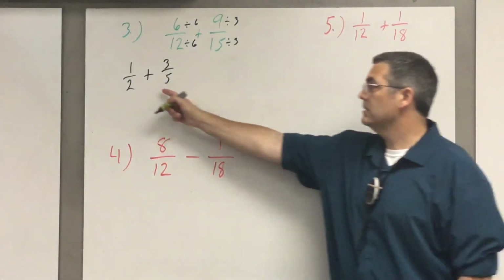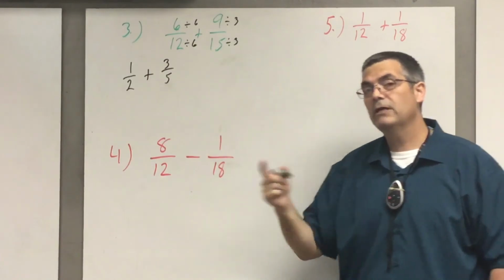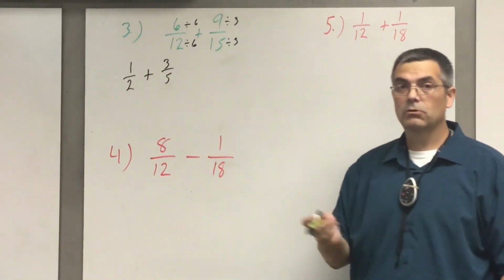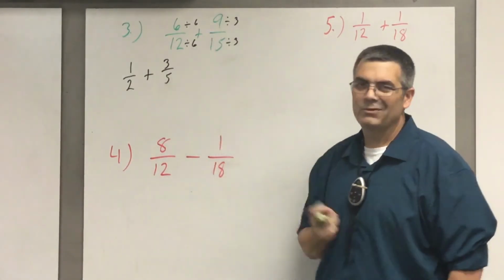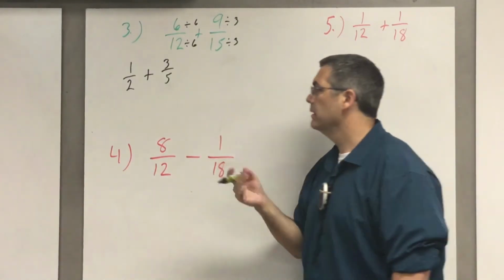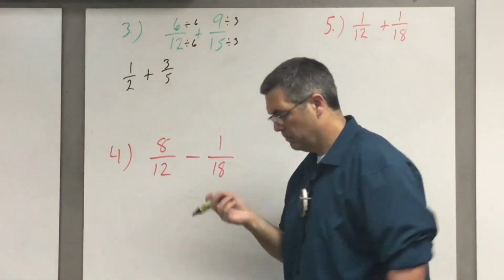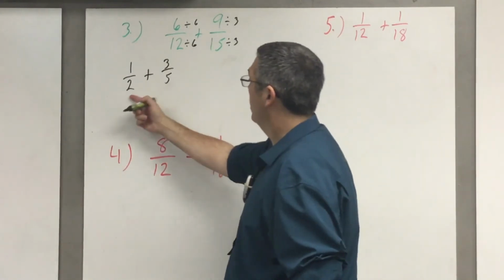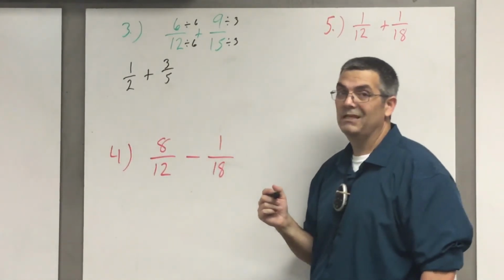Isn't that much easier to deal with than this? So check and make sure before you actually just start listing these out. Hey, does that reduce? Because it might be easier to deal with. All right, so I got 1/2 plus 3/5, much easier. I know my common denominator is 10.